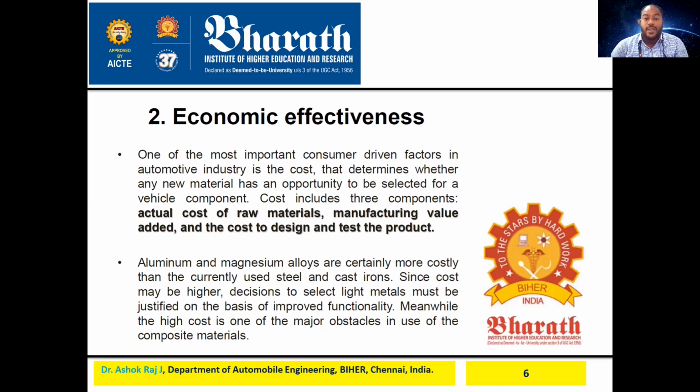And aluminum and magnesium alloys are certainly more costly than the currently used steel and cast iron. But if you compare by weight, they are comparatively lightweight, and they give higher mechanical properties than steel and cast iron. The cost may be higher, but the decision to select the light metal must be justified on the basis of improved functionality. So if you have to use magnesium and aluminum, there is no other option. You have to select that particular material.